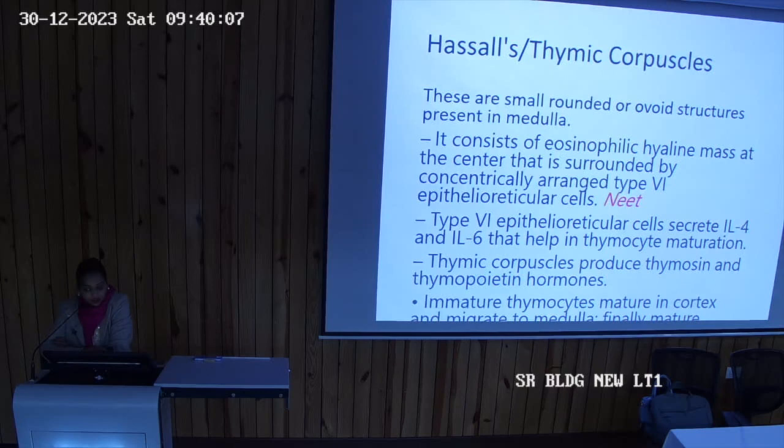What are the function of these cells? They secrete interleukin 4 and 6 and they produce thymosin and thymopoietin hormones which helps in the maturation of thymocytes. Thymocytes are the lymphocytes which are present in the thymus. So thymocyte naam de diya inko. So main differentiating feature of this is Hassel's corpuscles and presence of the lobules which are not found in the spleen and lymph nodes.